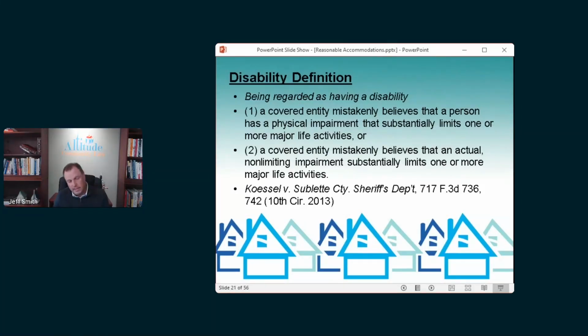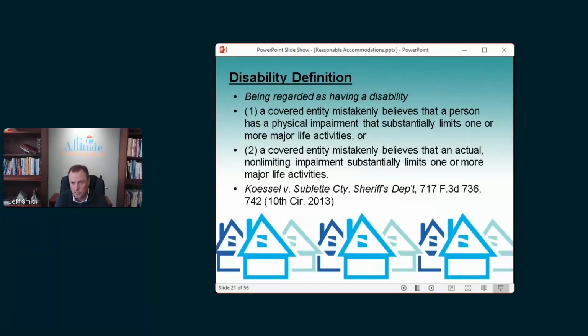All right, being regarded as having a disability. A covered entity mistakenly believes that a person has a physical impairment that substantially limits one or more major life activities, or a covered entity mistakenly believes that an actual non-limiting impairment substantially limits one or more major life activities. These ones don't come up in the HOA world very often.